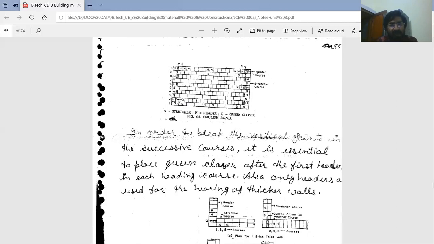Queen closure is placed in the header course after the first header for breaking the joint. In English bond, in order to break the vertical joints in successive courses, it is essential to place a queen closure after the first header in each heading course. Also, only headers are used for the hearting of thicker walls.